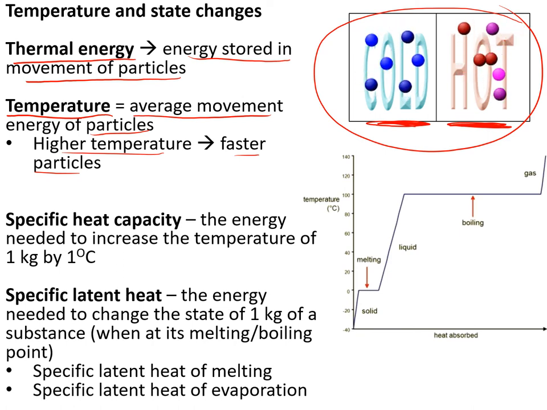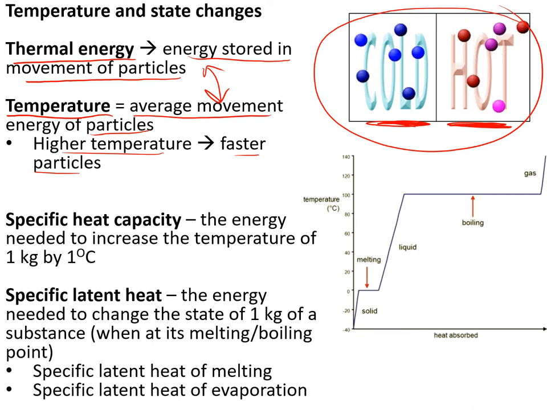Now, the difference between that and thermal energy is thermal energy is talking about the total amount of energy in all the particles added up together. So it's quite possible to have something cold, like a large bucket of cold water, that contains more thermal energy than something hot, like a red hot nail. Because although the nail has a higher temperature and each particle is moving faster than the ones in the cold water, because there are so many more particles in the cold water, then overall the total amount of thermal energy could still be greater. Now, when we talk about heating substances, we talk about two specific quantities that are different for each type of material. We talk about the specific heat capacity and the specific latent heat.